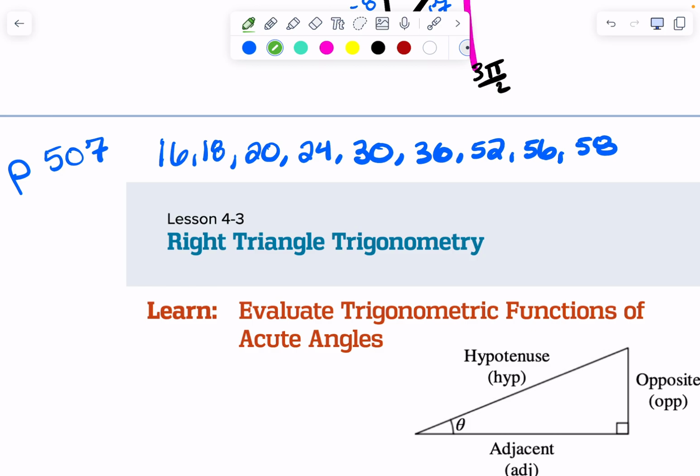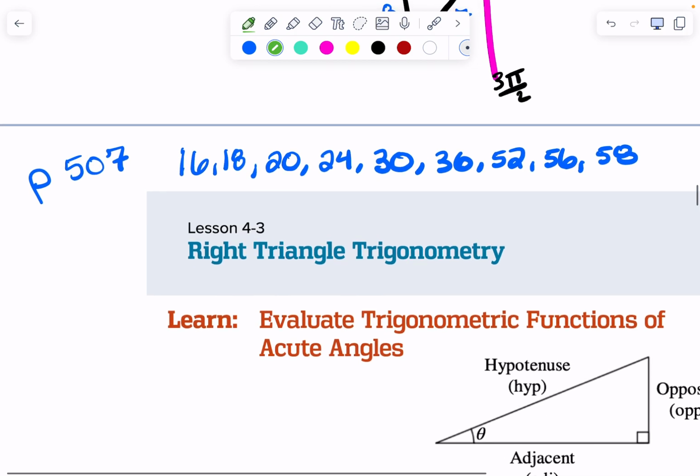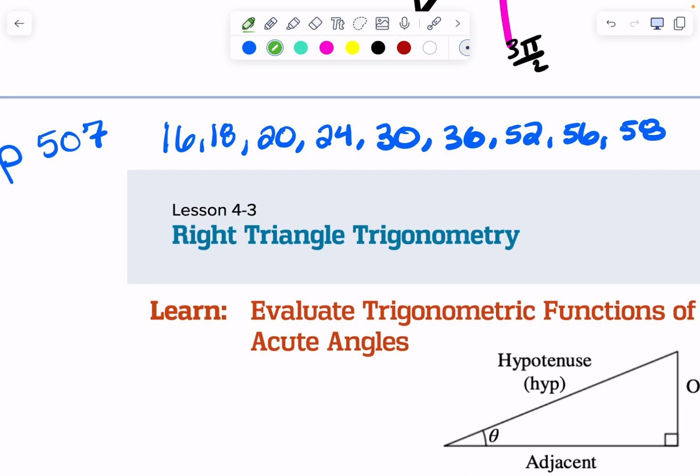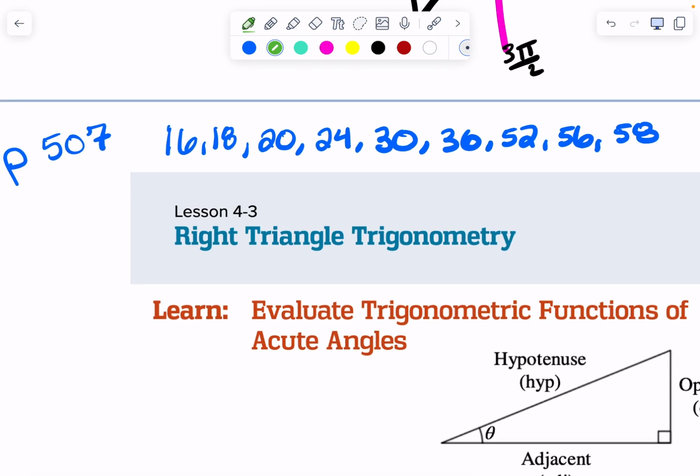4-3. If you're waiting, there's the homework assignment for it. It's a little bit shorter, maybe. There are a couple on there that say find all 6 trig functions, so it does make it a little bit longer, but it looks shorter. There you go, 4-3. We probably won't get through the notes today, but we'll get as far as we can get.